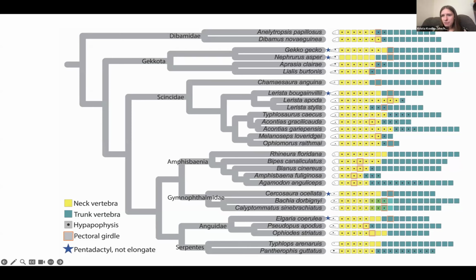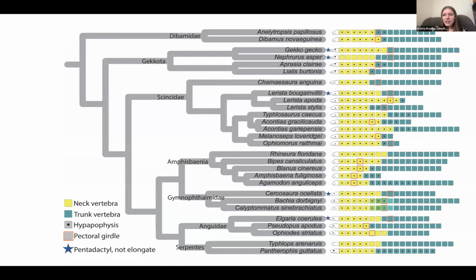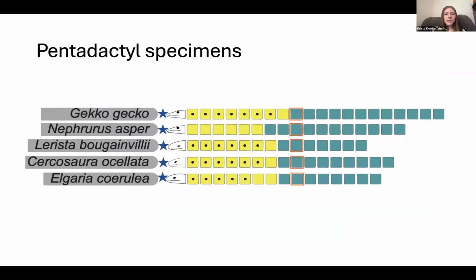But there are some things that I want to highlight here. One is the clade Gymnophthalmidae. This is a group of lizards that has limb reduction, though not full limb loss. And their plot does not have a sharp angle. It actually has a curve, which means that there's sort of a gradient in morphology. It's not a distinct boundary, according to the geometric morphometric analysis. So that's interesting.